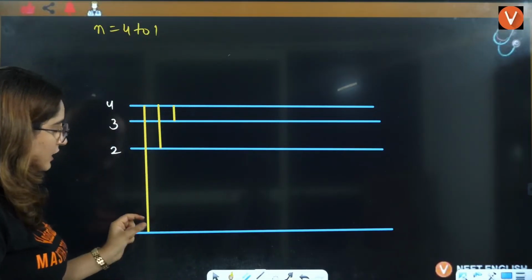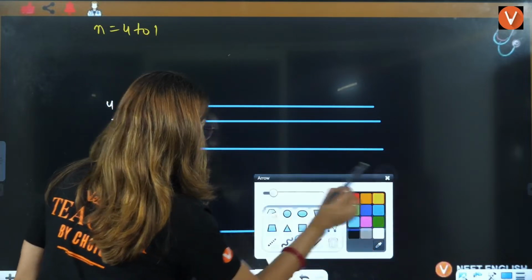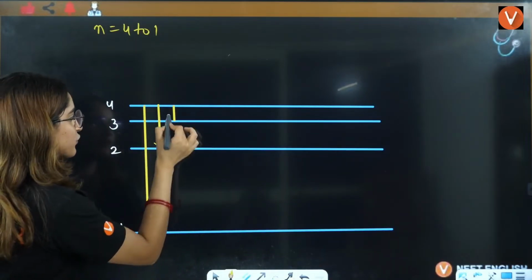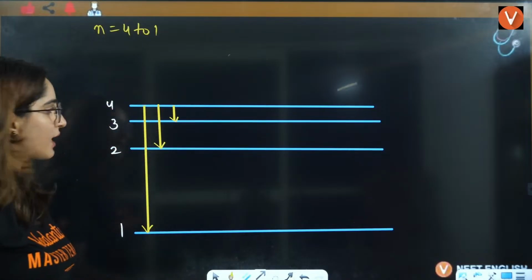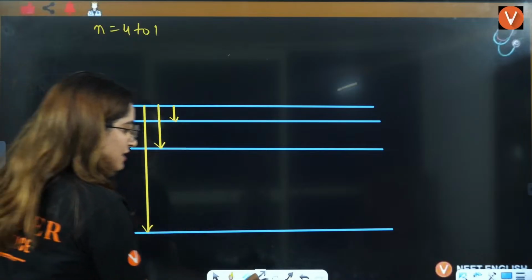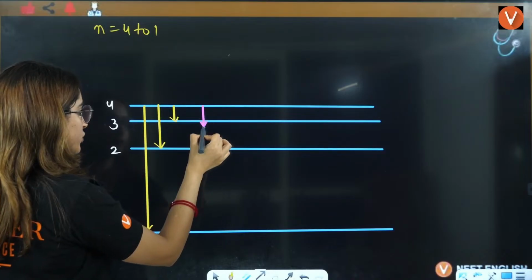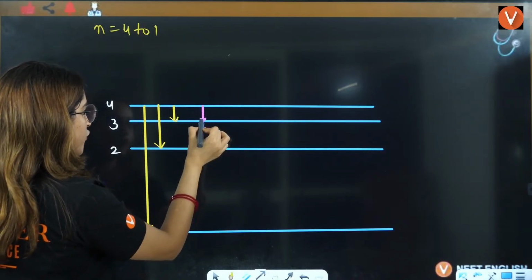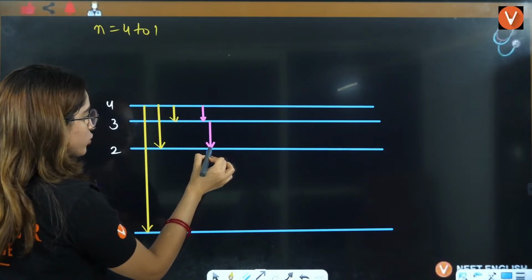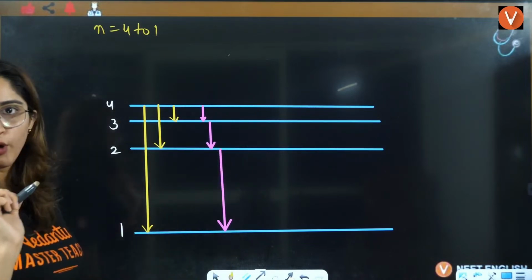That 4 can directly move to 1, 4 can directly move to 2, 4 can directly move to this. I think this arrow will be much better. Otherwise, it will be a little bit confusing because the arrow will tell you what is there, right? 4 to 1, 4 to 2, 4 to 3. These are the possibilities. Then next set of possibilities, 4 can firstly move to 2, then 3 to 2, then you will have 2 to 1. This is another set of possibility.